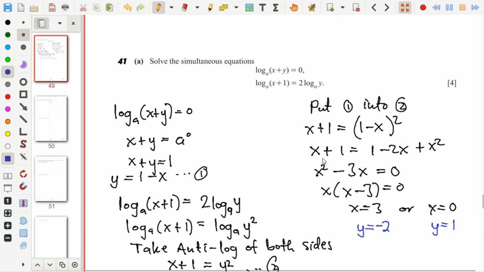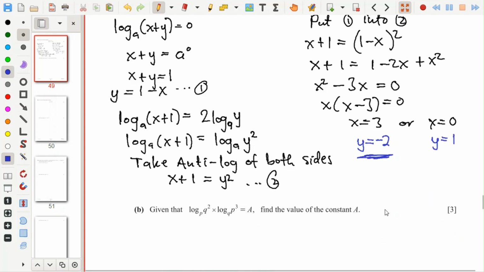Let's test the answer to be very sure. When x is 3, this answer will be rejected. Why? This is not the final answer. The final answer is supposed to be x equal to 0 and y equal to 1.